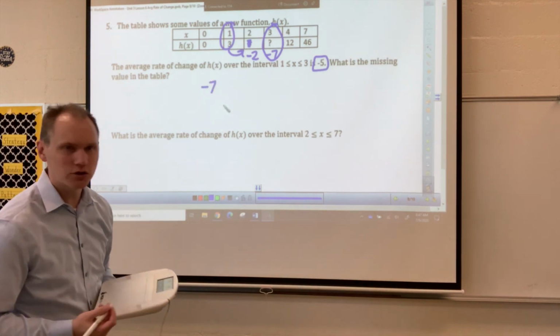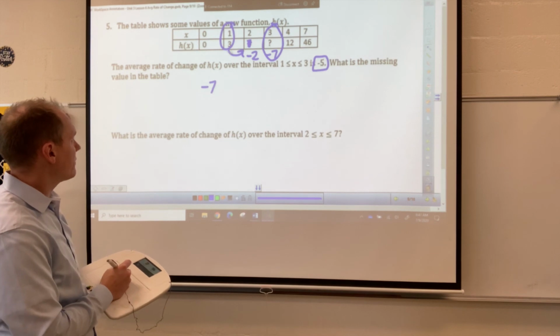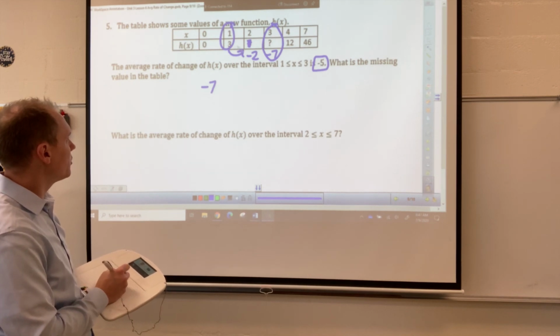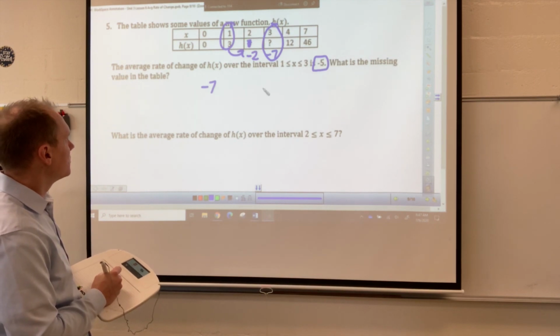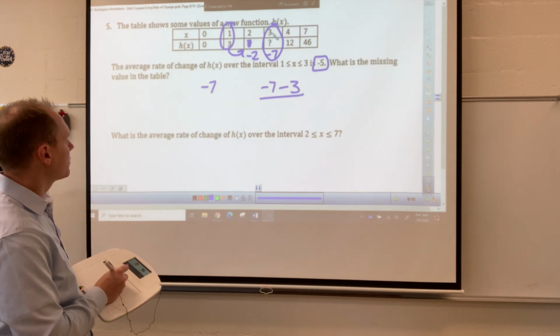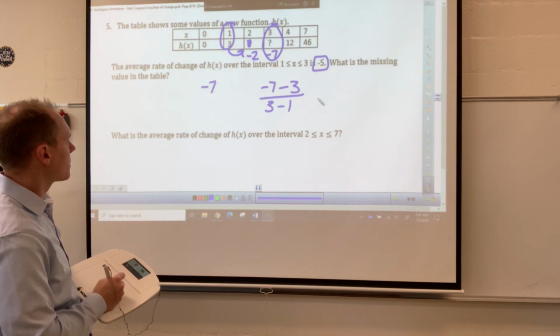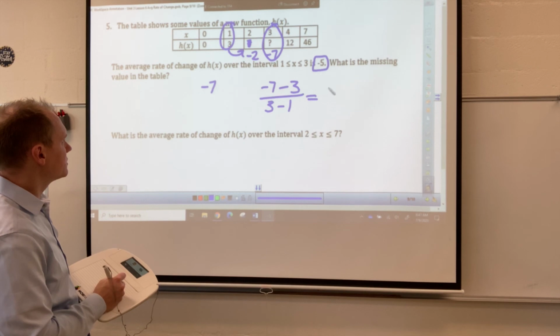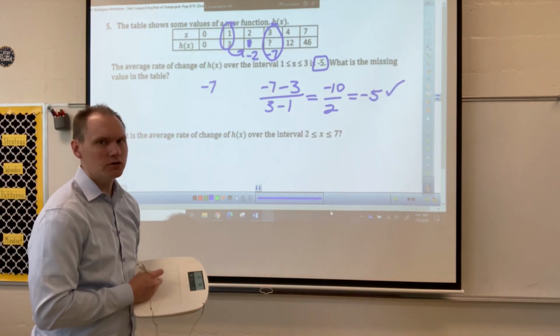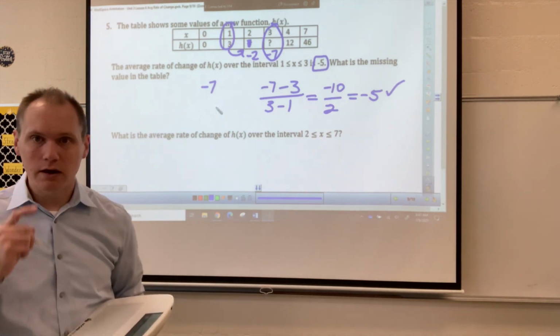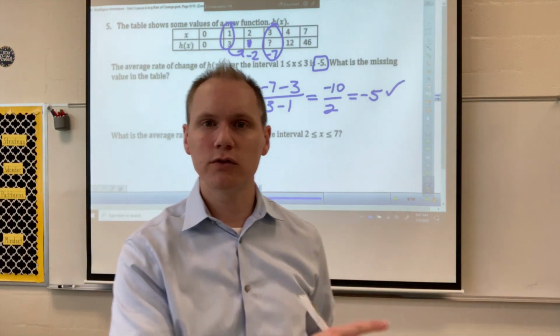Let's just check it to make sure. Average rate of change is really just the slope between these 2 points, the slope of the secant line between those 2 points. So the change in y would be -7 minus 3 over the change in x, which would be 3 minus 1. Let's see, -7 minus 3 is -10. 3 minus 1 is +2. So you get -10 divided by 2 is -5. So that checks out, right? So -7 indeed is that value in the table if the average rate of change in between those 2 points is -5.